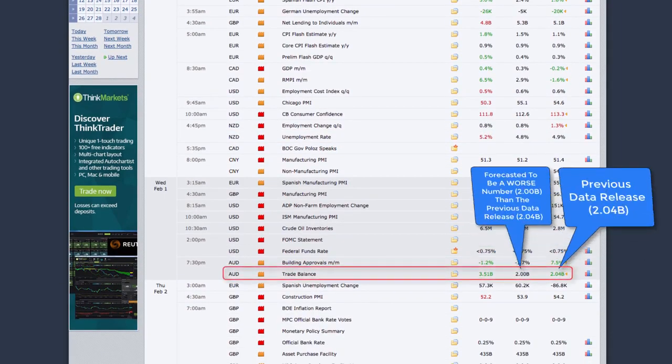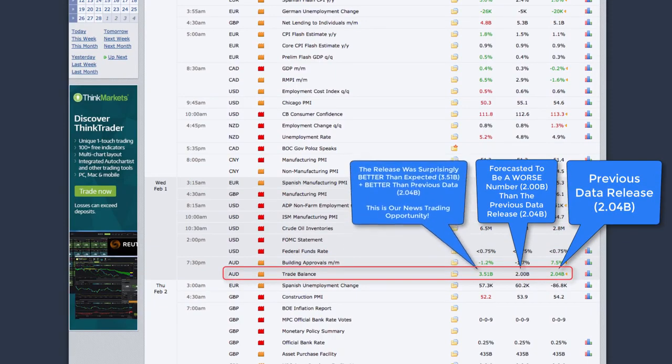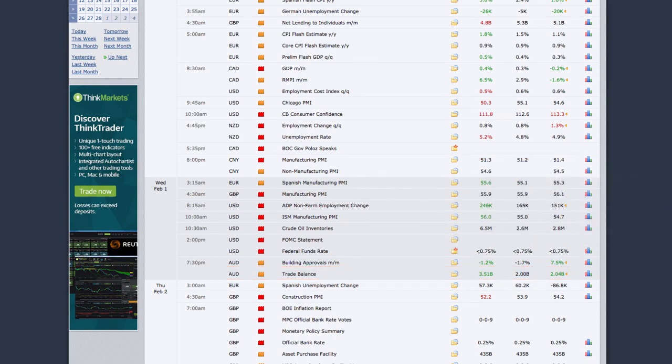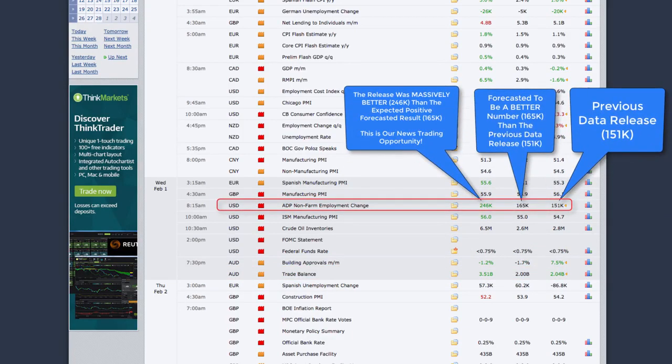If the data forecasted is due to be negative, but the actual data release is surprisingly positive, this is another good opportunity for us to capitalize. An unexpected news release can also take the form of a much better than expected or a lot worse than expected data release.